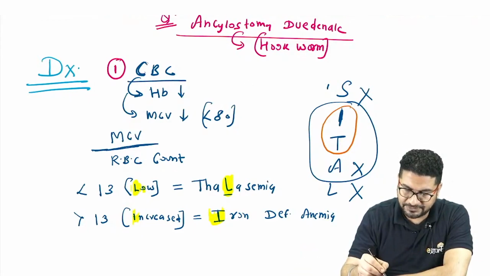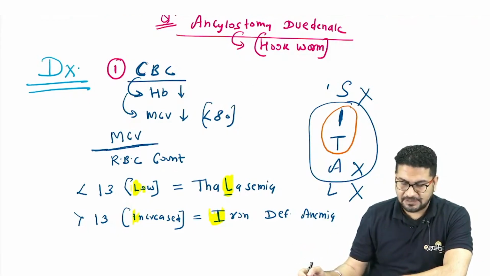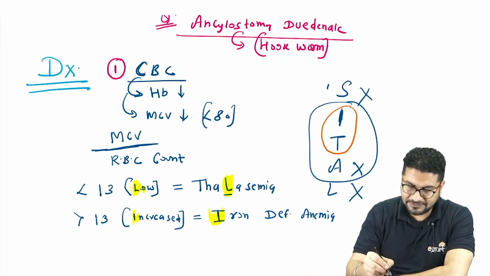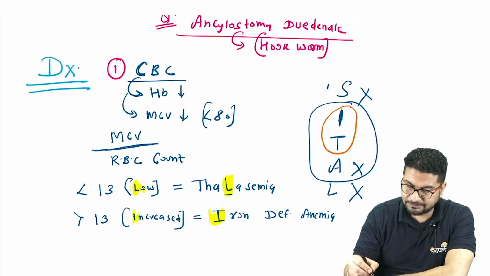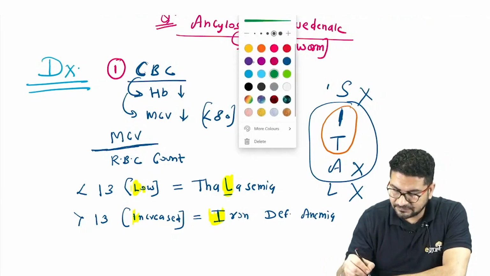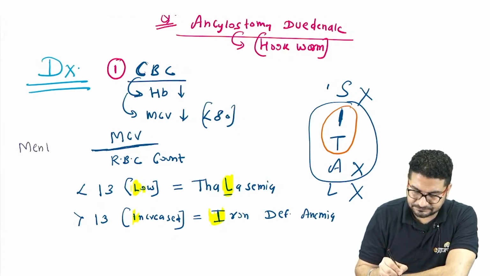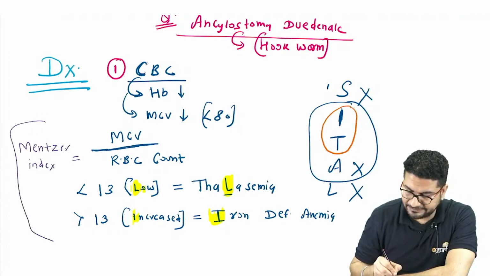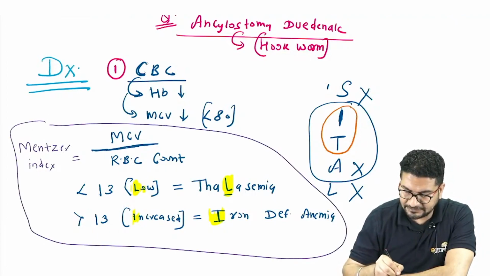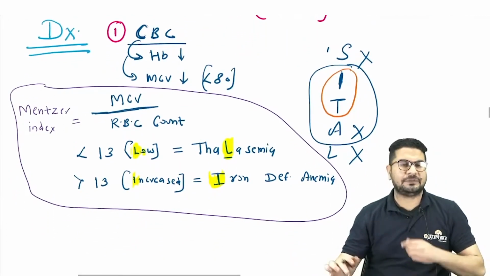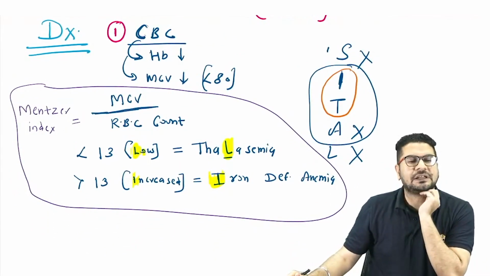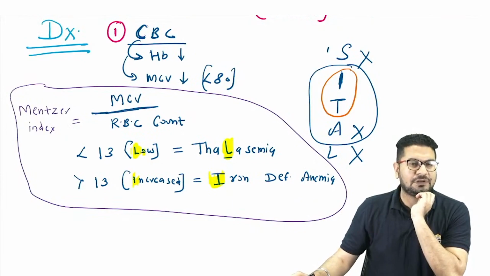What you can notice, this is what I just told you now. We call this the Mentzer index. So what is the Mentzer index? Understand this. The Mentzer index is MCV divided by RBC count. If values are low, thalassemia; if values are more, iron deficiency anemia.